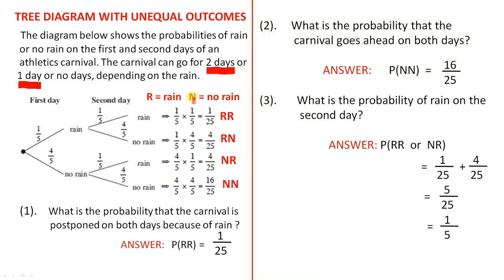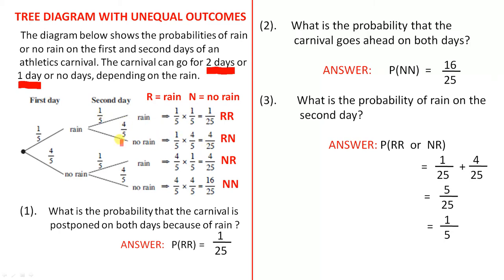R equals rain, N equals no rain. So if we go to the top of the tree, we'll have rain, rain. So that's a fifth times a fifth, which is 1 on 25. So the possibility that it will rain on both days is 1 over 25. Because you want both of those events to occur, you multiply the probabilities.